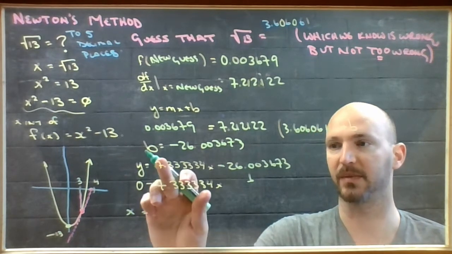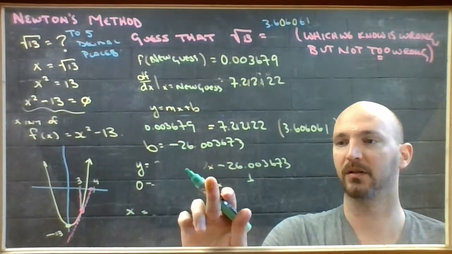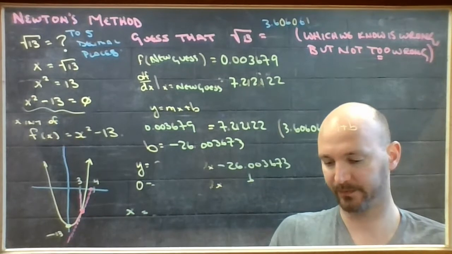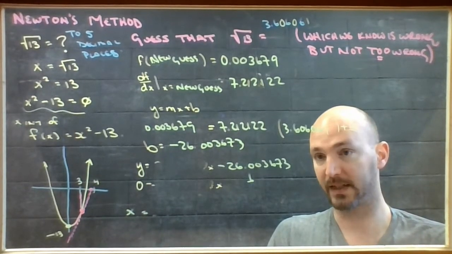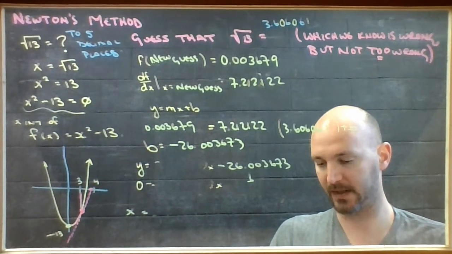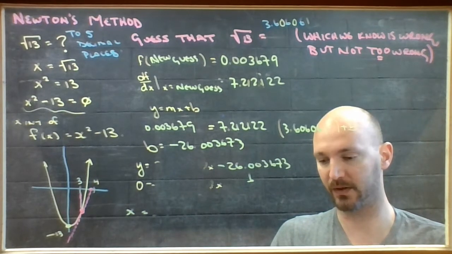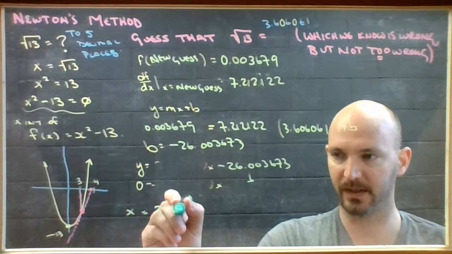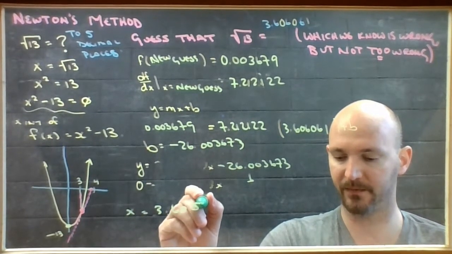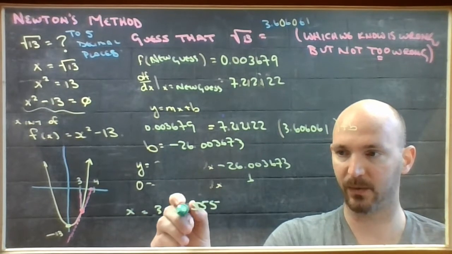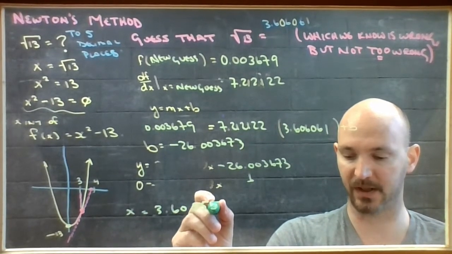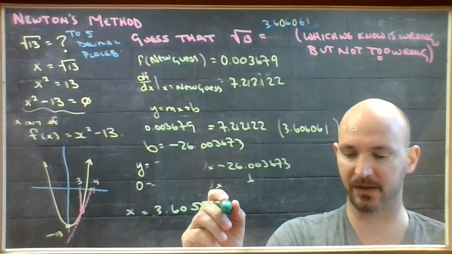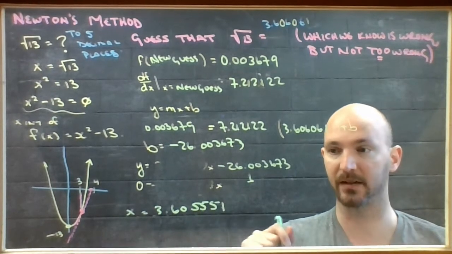Nope, that's not my slope. That's my slope there. So 26.003673 divided by 7.212122 gives me 3.60555. It's 1, 2, 3, 4, 5 digits I want. The next one is a 0, but there's a 9 after it, so it rounds up to that.